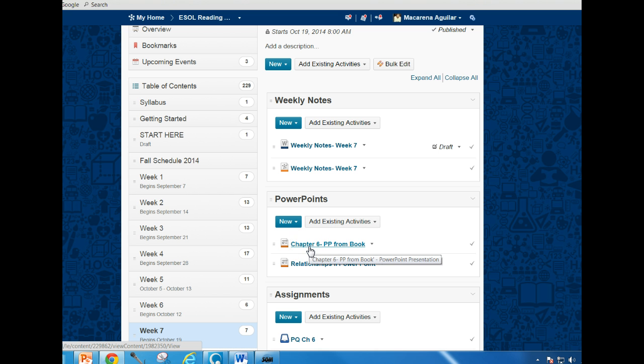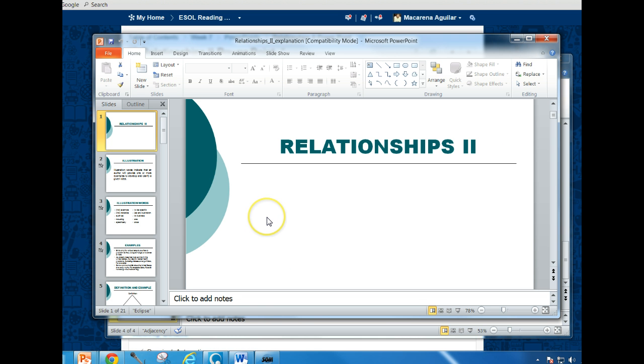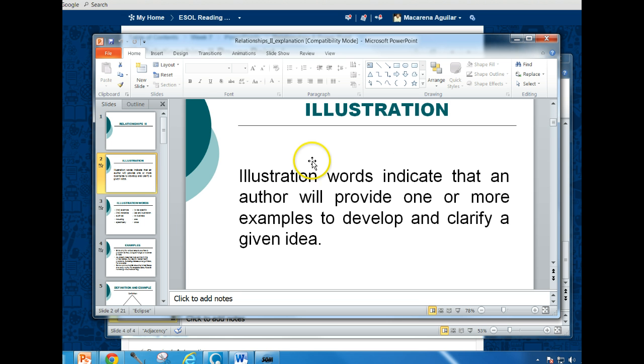I also have the Chapter 6 PowerPoint. That is the one that you normally use from the book, but I want you to look at this one as well. Let's open it and see what we have here. Okay, so let's take a look at the different kinds of relationships that we have this week. The first one is illustration.